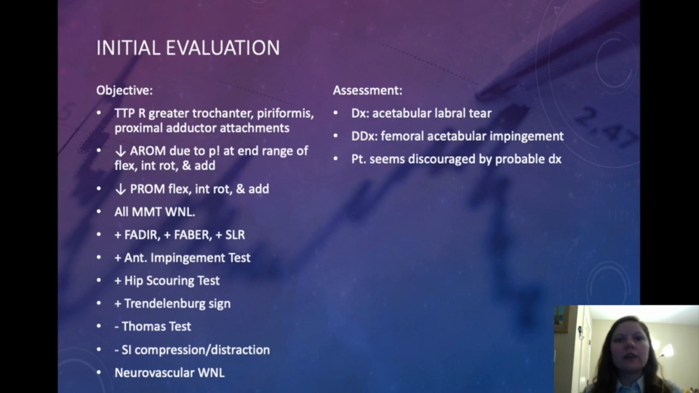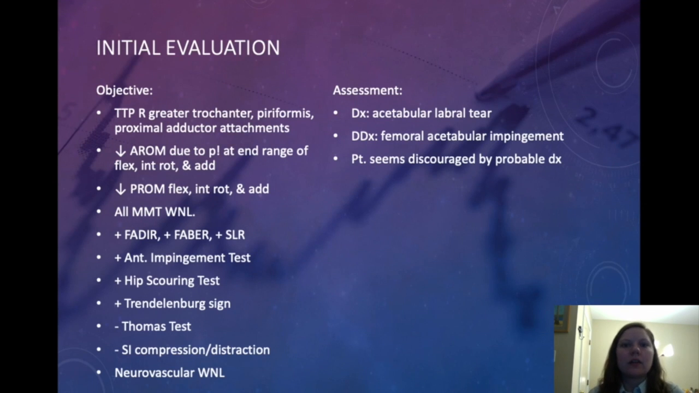So my initial evaluation with her, she was tender to palpate at the right greater trochanter, the piriformis muscle, and the proximal adductor attachments. She had decreased active and passive range of motion, especially at end range, in flexion, internal rotation, and adduction. All her manual muscle tests were within normal limits.